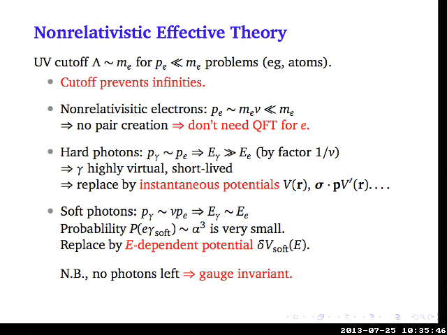The only place where that doesn't work is very soft photons, photons where the momentum is v times the electron momentum. That's photons whose energies are of order alpha squared m, of order the electron energy. Those are the photons that cause the Lamb shift, for example, in atoms. And luckily, the probability of having an electron and a very soft photon is very small, one in a million. So you don't have to deal with them too much. But if you're doing high precision work, you have to deal with them a little bit. What I'm talking about, we'll replace them by an energy dependent potential, which I can do for a neutral bound state. At this point, I have no photons left, so I've already solved the gauge invariance problem. There is no gauge, there are no photons. And so once I have these potentials, I shouldn't have gauge invariance issues at all.